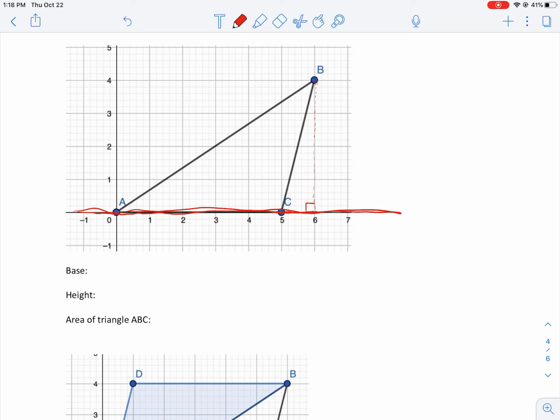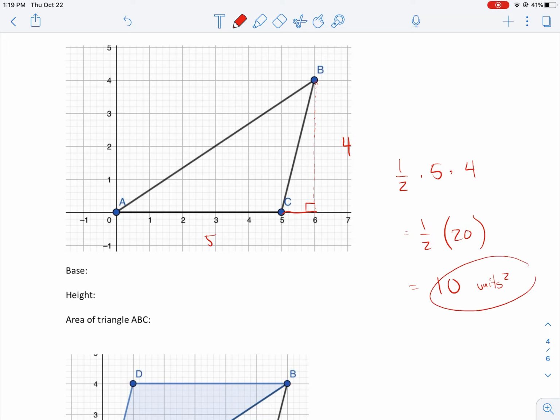So, all right, our height here then is 1, 2, 3, 4. Our base is 1, 2, 3, 4, 5. So we're going to go 1/2 base times height. So we get 1/2 of 20, which is 10 units squared. Okay, so our base was 5, our height was 4, and the area of triangle ABC is 10 units squared.